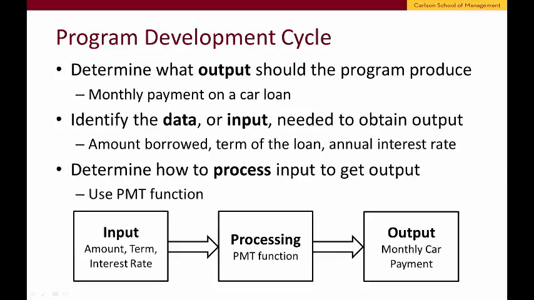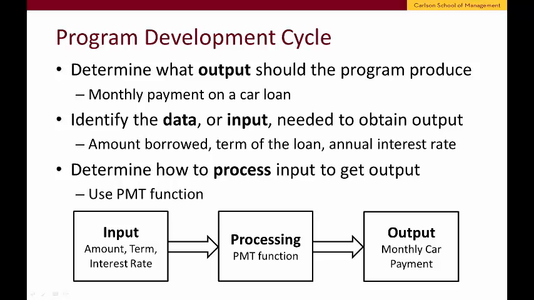In a nutshell, every program has three main steps. 1. What is it you want the program to do, i.e., what is the output of the program supposed to be? 2. What does the program need to produce that output, i.e., what are the inputs to the program? And 3. How are we going to get from one to another, from input to output? In other words, how are we going to process our input to get the desired output?